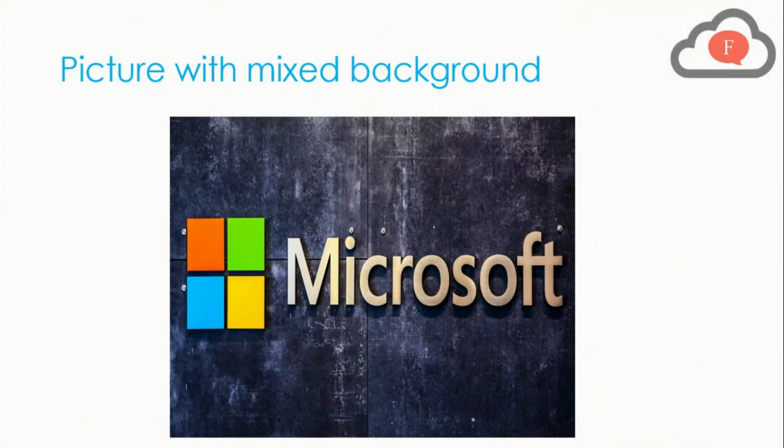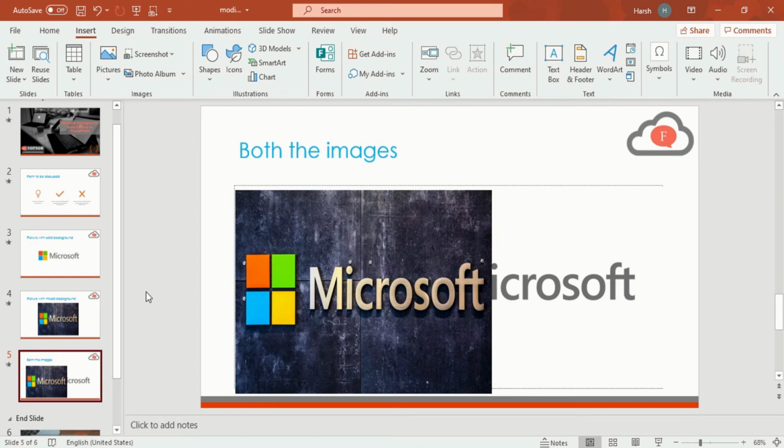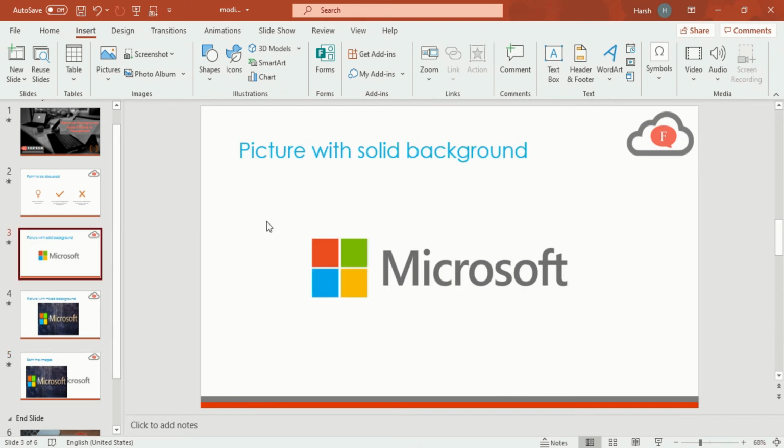Now let's make the changes in our images and remove the background. For that we have to work in Microsoft PowerPoint. Now let's go to Microsoft PowerPoint. Now we are in Microsoft PowerPoint. So we have a solid background that has a white color, in which the image has been superimposed.